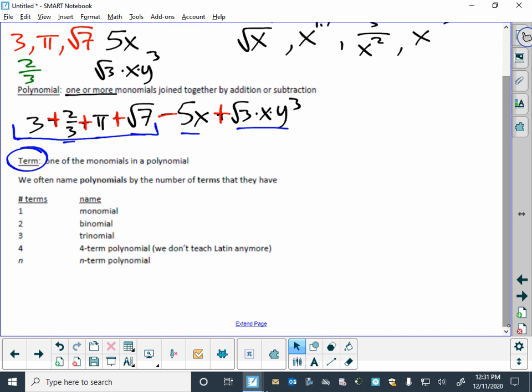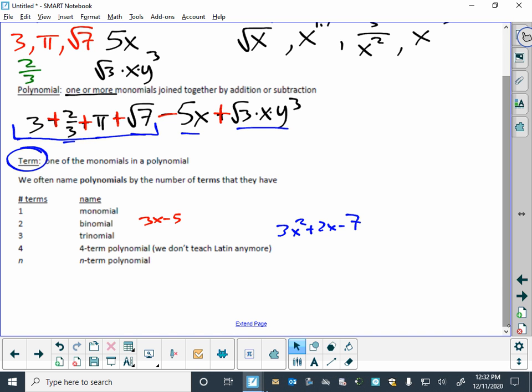Bi like bicycle. A bicycle has 2 wheels. A tricycle has 3 wheels. Trinomial is 3 terms. We saw that a lot with our quadratics. Most of our quadratics were trinomials. We got them by multiplying binomials together. So when we factored a quadratic, we would get things like 3x minus 5 as one of the factors of that, and that is a binomial.